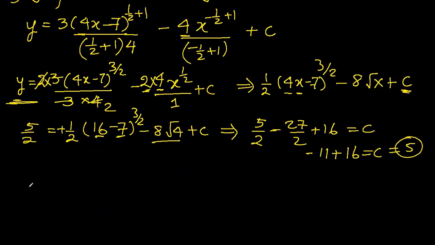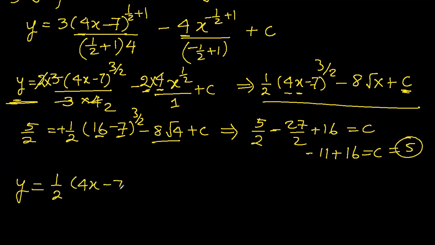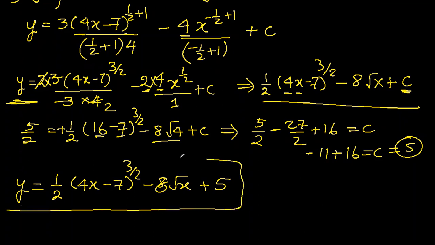That was the equation, y equal to half (4x minus 7) to the power 3 over 2 minus 8 square root x, and now we have c equal to 5. That is the final equation of the curve.